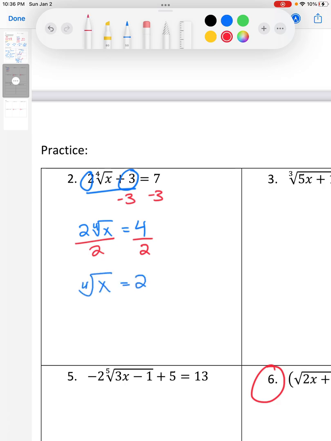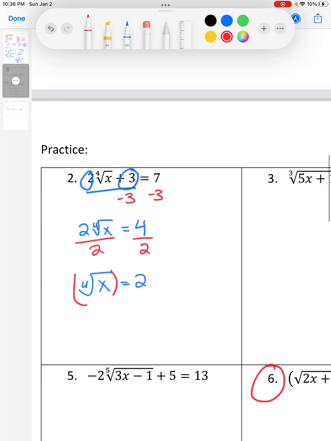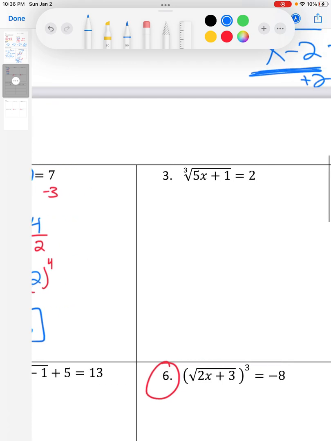Okay, opposite of a 4th root is an exponent to the 4. So I'm left with x equals 2 times 2 times 2 times 2, which is just 16. Okay, so that's our answer. So it's not too hard. Let's look at question 3.